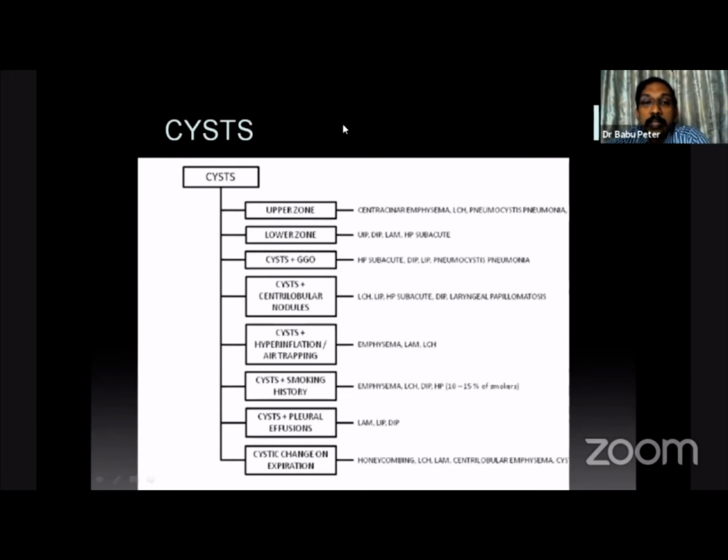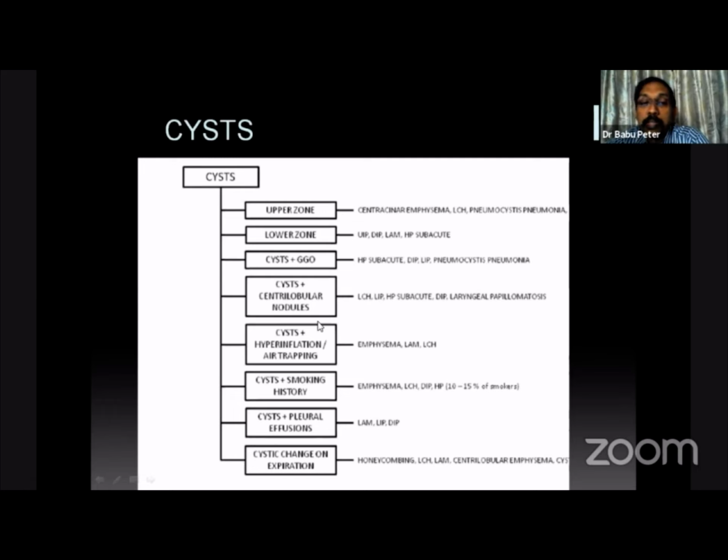So whenever cysts are seen, here are some clues to the diagnosis. When cysts are seen in the upper lobe, it can be due to centrilobular emphysema, Langerhans cell histiocytosis, or pneumocystis pneumonia. Honeycombing seen in the lower zone, we saw, is due to a UIP pattern, or it can be seen in other conditions like lymphangioleiomyomatosis. Cysts with ground glass opacifications can be seen with pneumocystis pneumonia or subacute hypersensitivity pneumonitis. Cysts in association with centrilobular nodules will be seen with Langerhans cell histiocytosis, lymphoid interstitial pneumonia, and even subacute hypersensitivity pneumonitis.